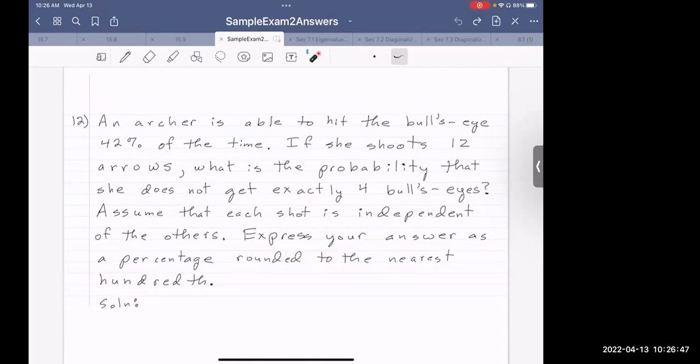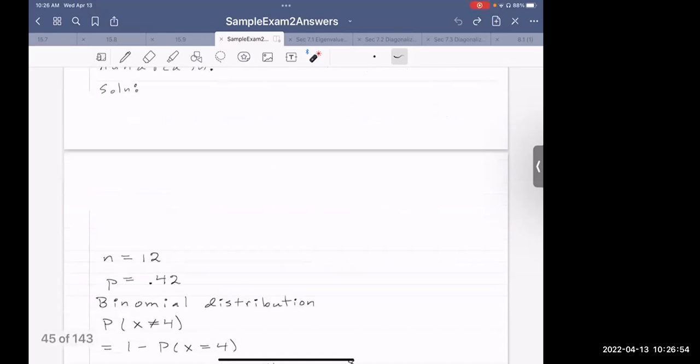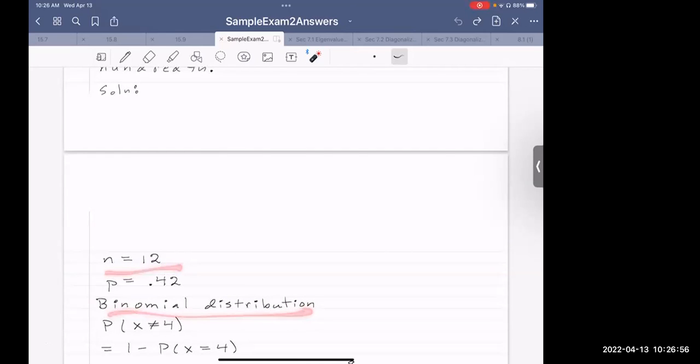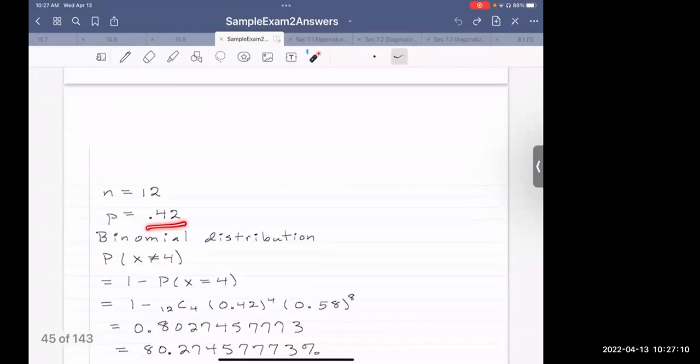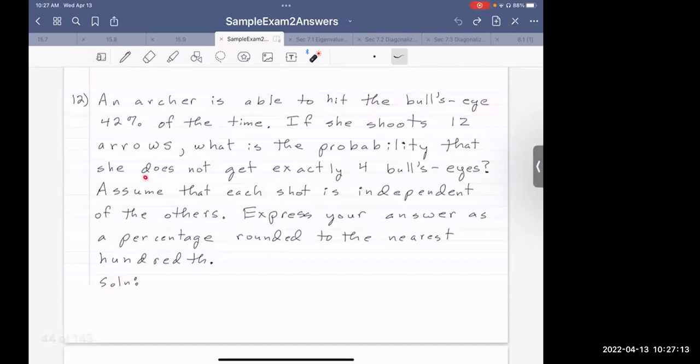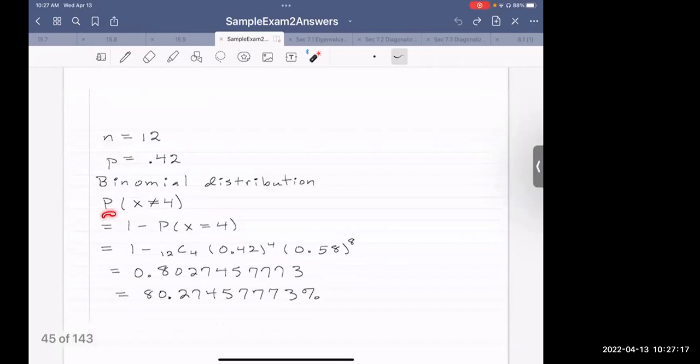So in this case, we have a binomial distribution. We have a fixed finite number of independent trials, 12. Success is that the archer hits a bullseye. The probability of success is 0.42. We want to find the probability that she does not get exactly 4 bullseyes. So I want to find the probability that X is not equal to 4.